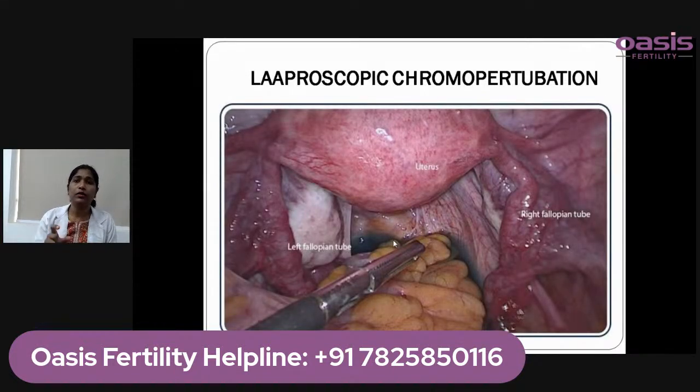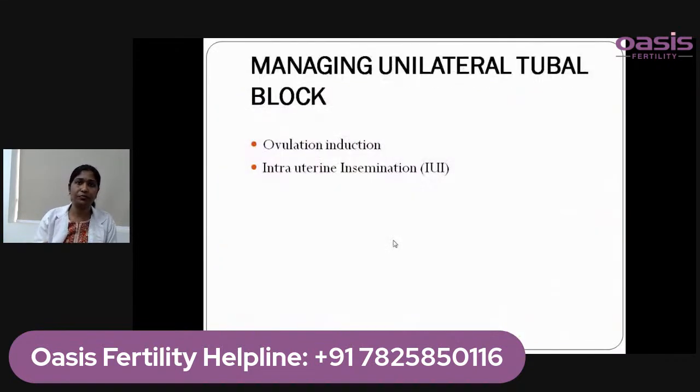Laparoscopic chromoperturbation is the term used when we inject a colored dye into the uterus, and we see on laparoscopy whether this dye is coming out of the fallopian tubes or not. Most of the times we use methylene blue dye, which is a blue colored dye. As you can see in the picture, the blue dye can be seen behind the uterus. It is because the dye has passed through the fallopian tubes and has now accumulated behind the uterus. So that means the tubes are open.